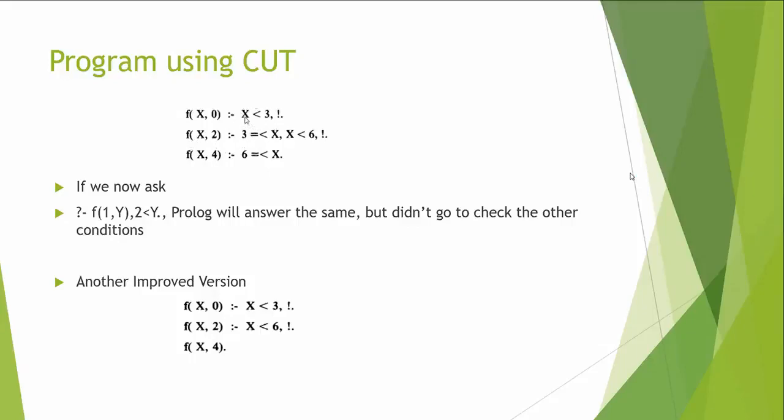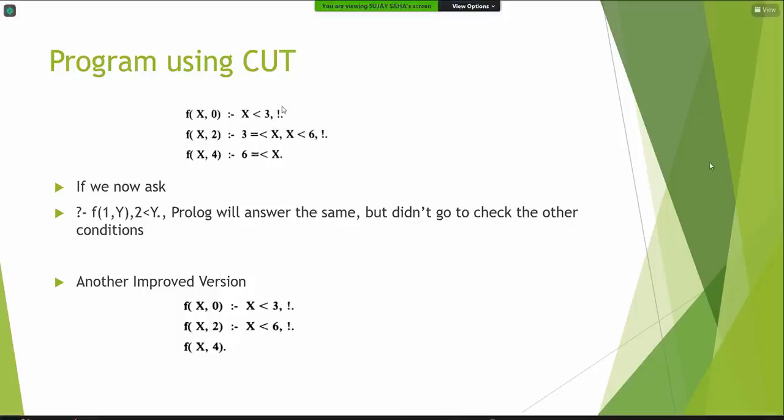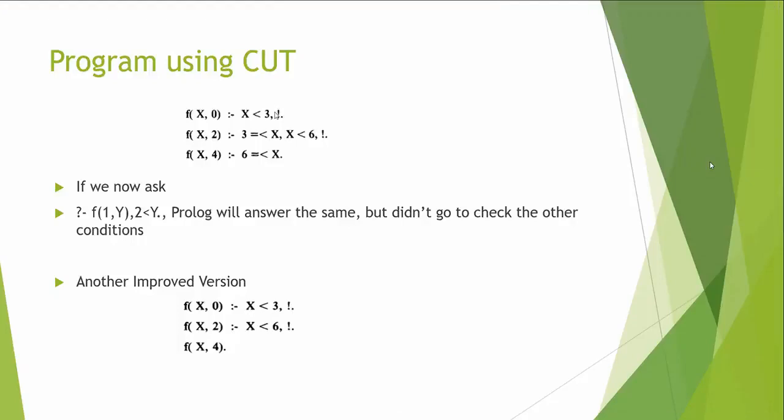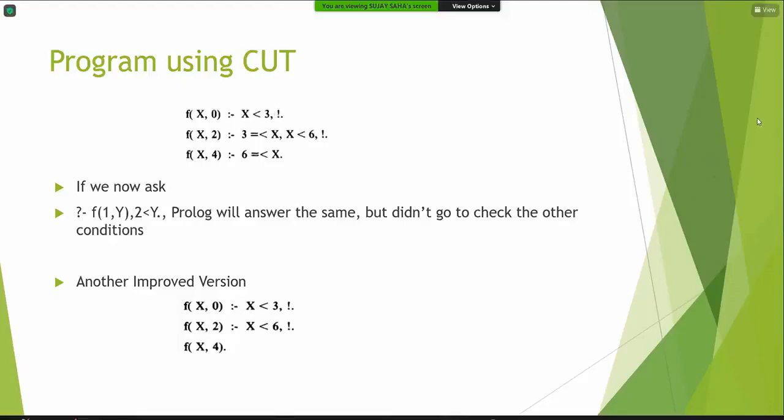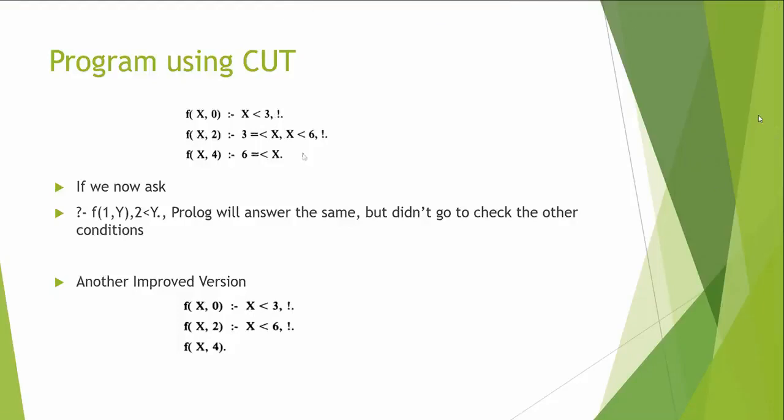But if this condition is satisfied, then the control reaches this point. As soon as the control reaches this point, we are preventing Prolog from backtracking, right? The reason is the conditions here are mutually exclusive. So if this condition is satisfied, there is no point checking the other conditions, right?